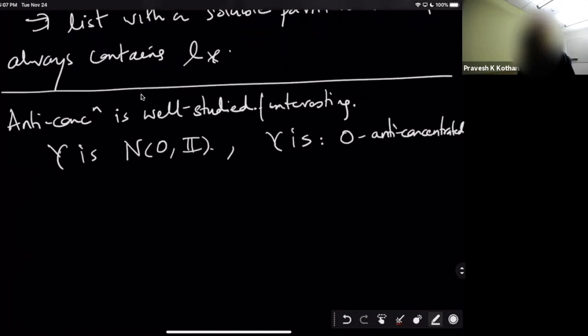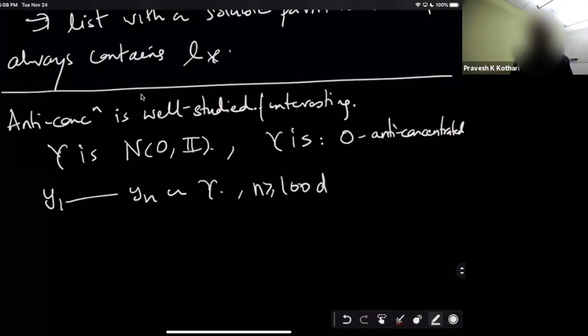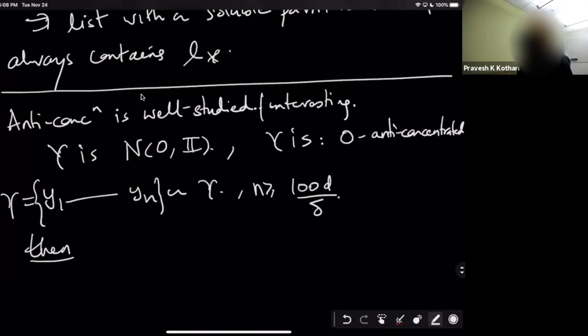Now, let's say that I have y1 through yn, IID samples. I don't exactly remember what constant I should use, but let's say n is bigger than 100d, some big constant times d. Or maybe I should have 100d over delta. Then the set y is also delta anti-concentrated.